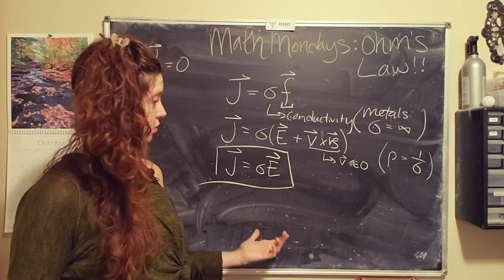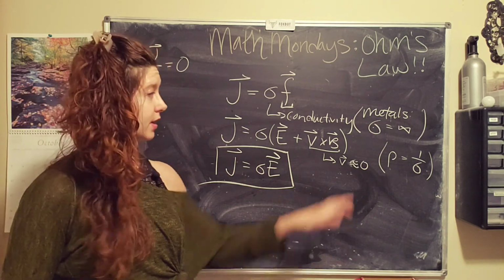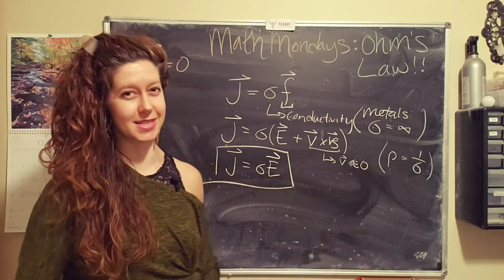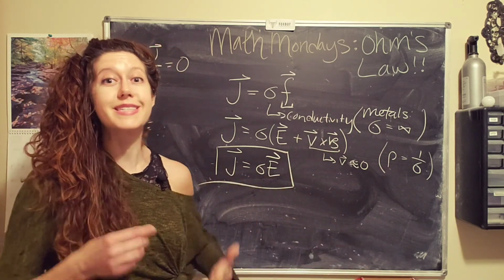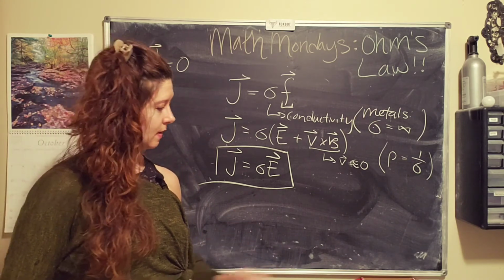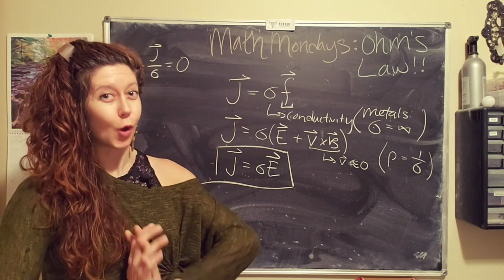And resistors, in fact, are made of different types of material, like ceramic, that have a much lower conductivity or much higher resistivity. So they resist the flow of electricity much more than wires. Okay, cool. So that is the general form of Ohm's law.